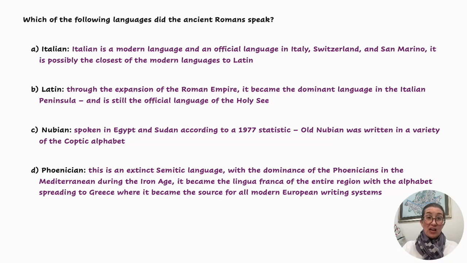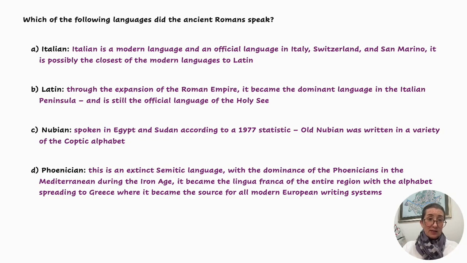Italian is a modern language and an official language in Italy, Switzerland, and San Marino. It is possibly the closest of the modern languages to Latin. Latin, through the expansion of the Roman Empire, became the dominant language in the Italian peninsula and is still the official language of the Holy See. Nubian, according to a 1977 statistic, is spoken in Egypt and Sudan. Old Nubian was written in a variety of the Coptic alphabet.